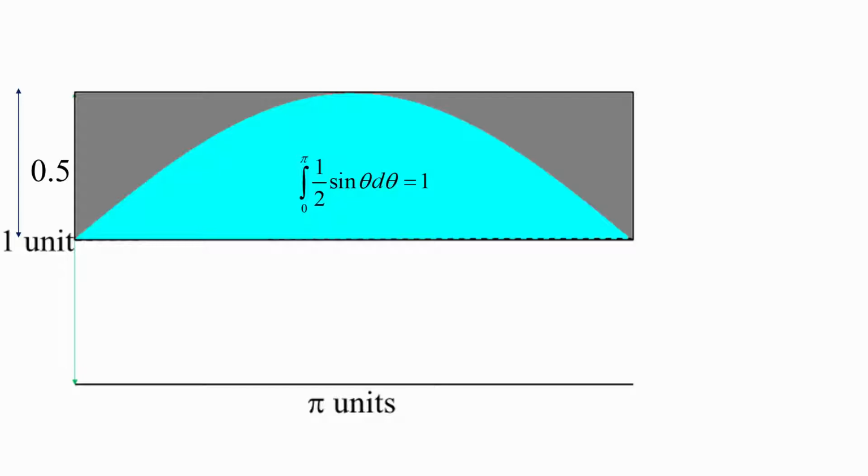The area of the rectangle is easier to determine. It's just length times width. In other words, 0.5 or a half times pi, which is equal to pi on 2.